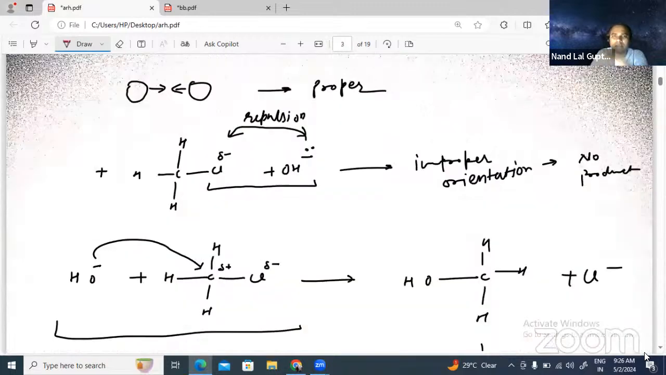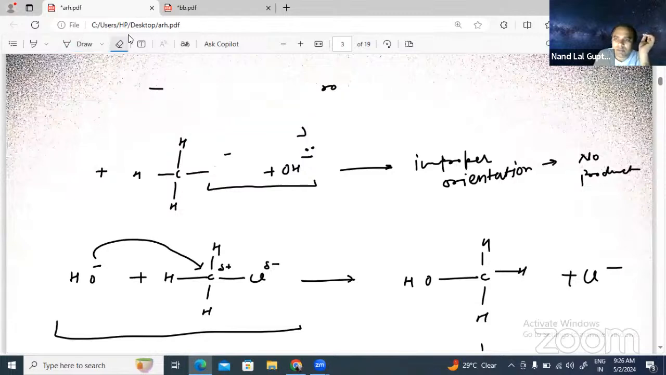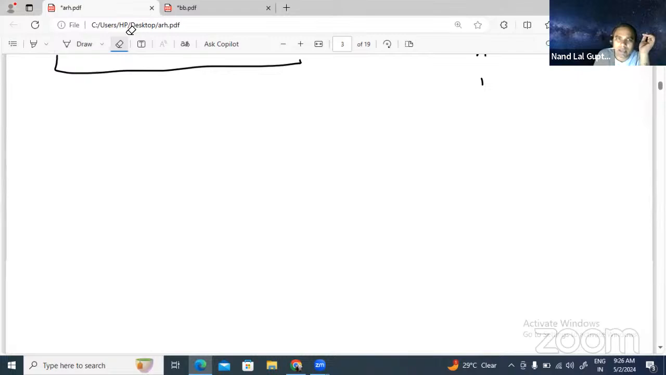So what I am writing here: derivation of Arrhenius equation.